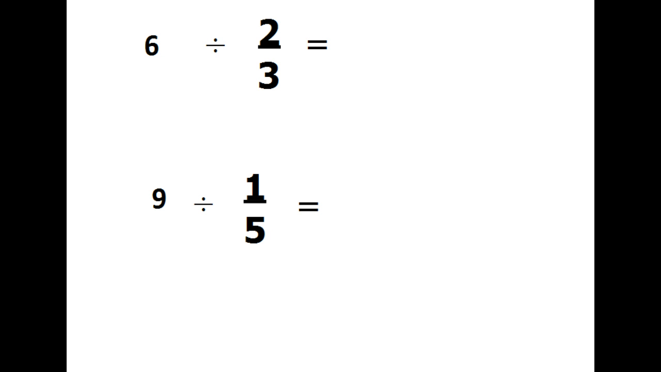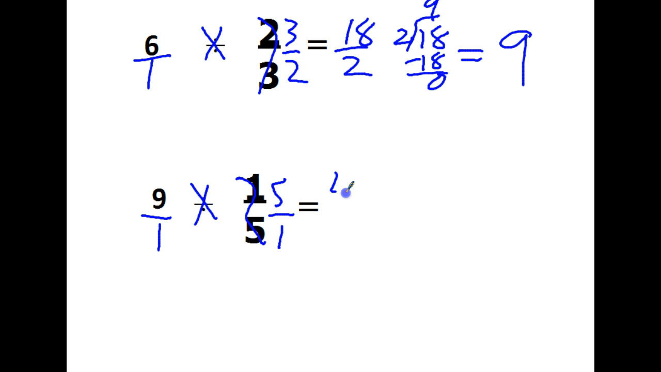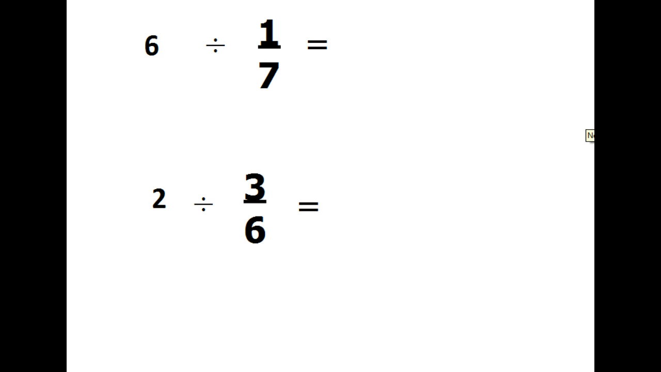Try these two out. Wow, that's kind of creepy. We went from 6 and 2/3 for an answer to 6 divided by 2/3. Keep, change, flip. 6 times 3 is 18. 1 times 2 is 2. 18 divided by 2 equals 9. No remainder, so my answer is just 9. Keep, change, flip. 45 on top, 1 on the bottom. That just equals 45 whole ones. Stop the video and you try it out.